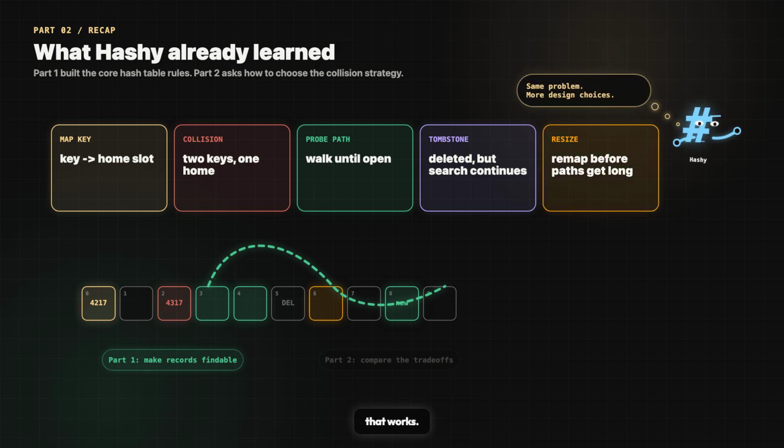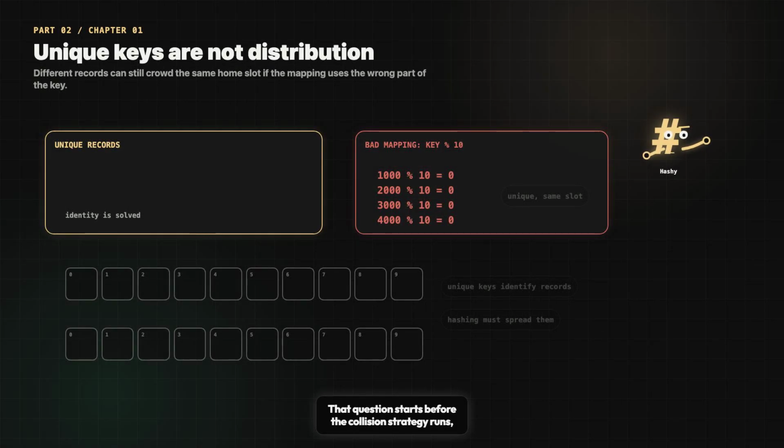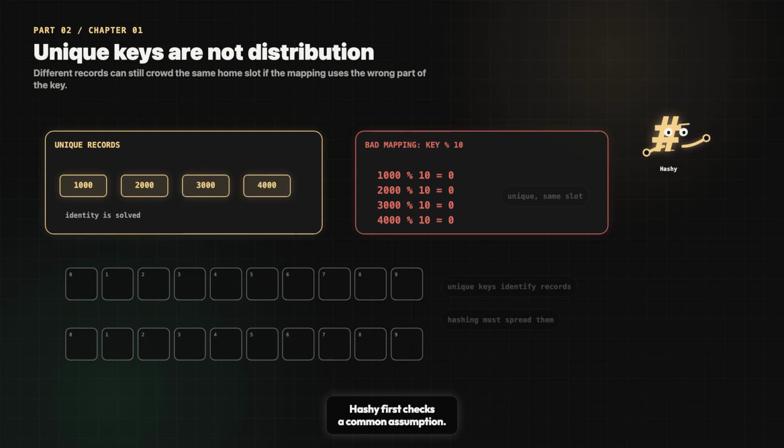The records are findable. Now the question is sharper. When collisions are unavoidable, which strategy should shape the table? That question starts before the collision strategy runs, because every strategy inherits the first slot choice. Hashy first checks a common assumption. If the keys are unique, is the table already safe?